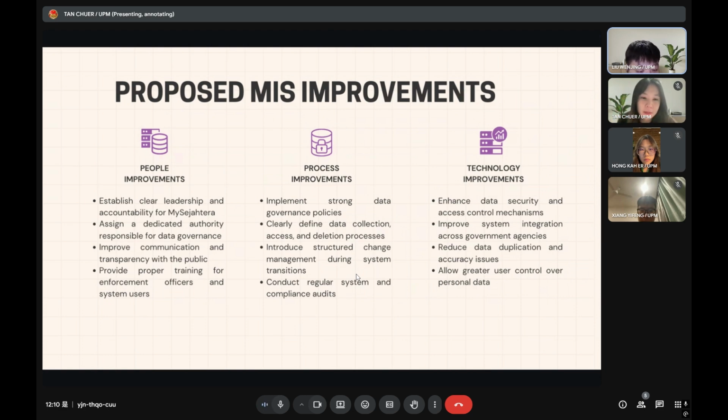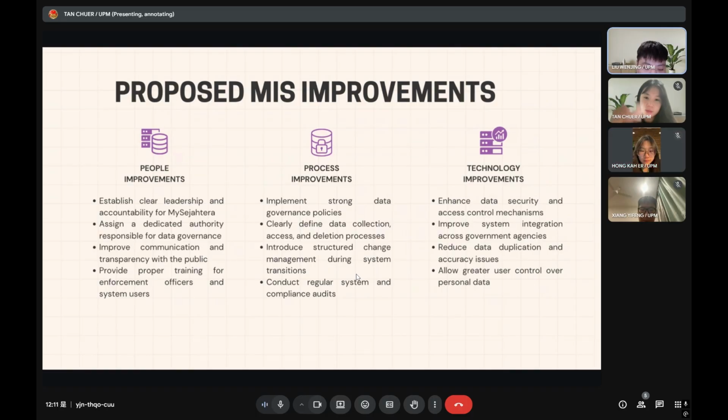Therefore, a clear leader or authority should be assigned to manage MySejahtera, especially for data governance and decision making. At the same time, the government should improve communication with the public by clearly explaining how data is used and who is responsible. Public trust in the system can then be rebuilt. In addition, proper training should be provided to enforcement officers and users to reduce mistakes and misuse of the system.